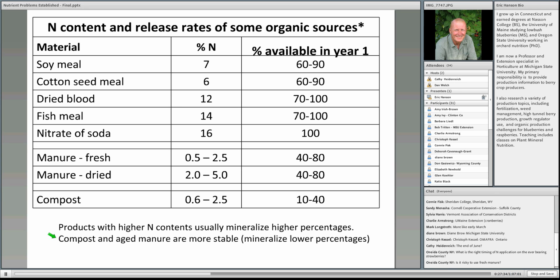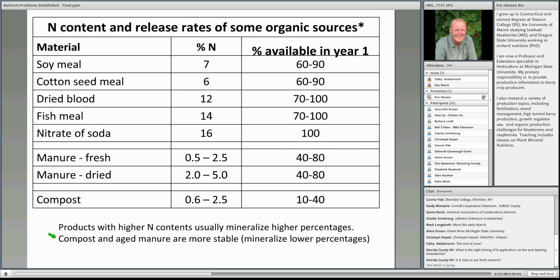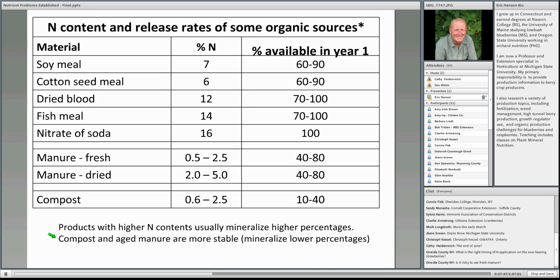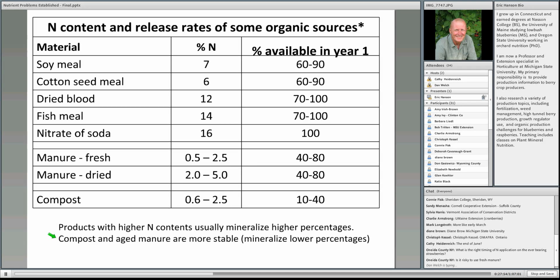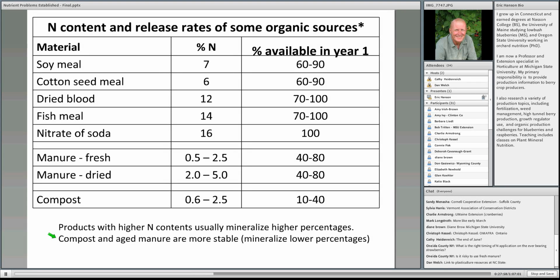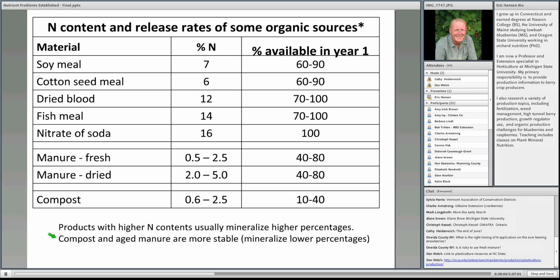There's a question, is it risky using fresh manure? And that's a great comment. During production years, if you're using fresh manure, this should go on the year prior after harvest. And with some crops, blueberries in particular, some marketers would advise no fresh manure ever being used in plantings.